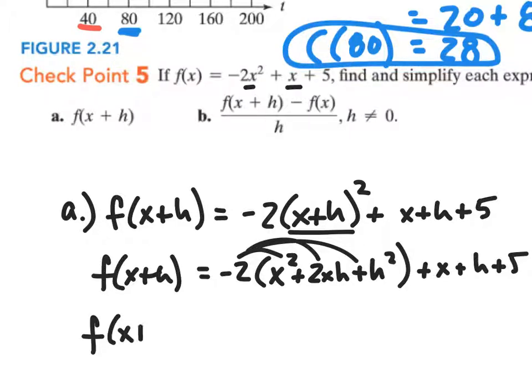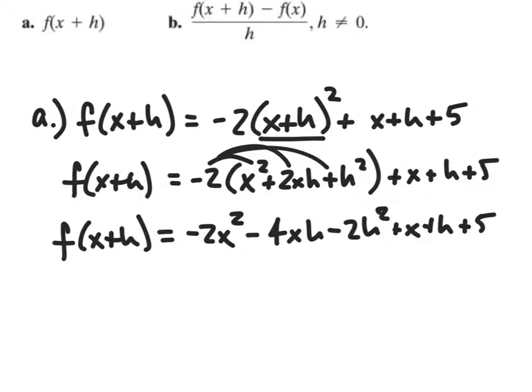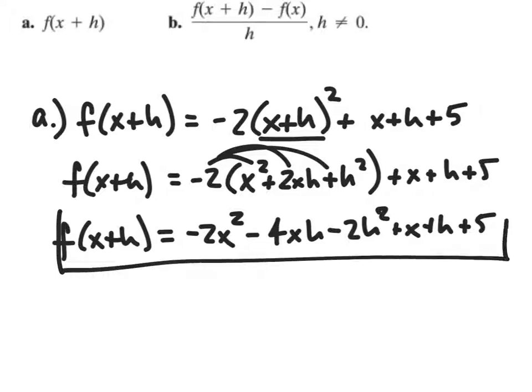So f of x plus h is equal to negative 2x squared minus 4xh minus 2h squared, and then I'm going to add an x, add an h, and then add a 5. Now, I'm not able to combine any of these as like terms, and I'm just treating x and h like variables. That's what we've got. So that's my value for f of x plus h.